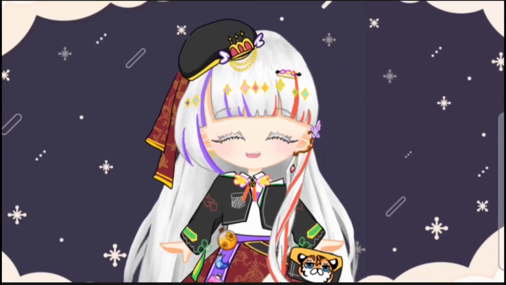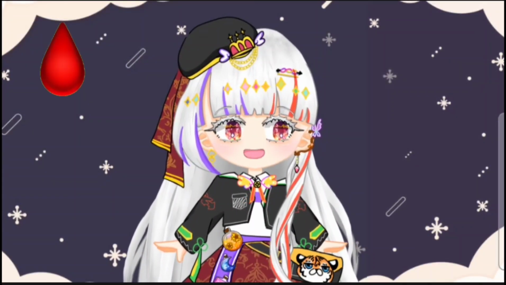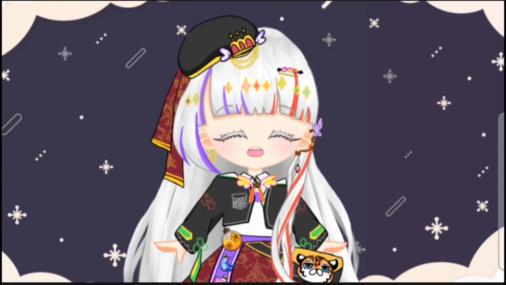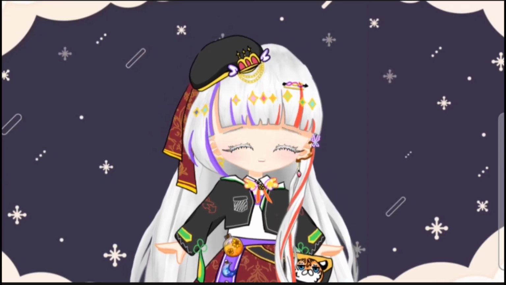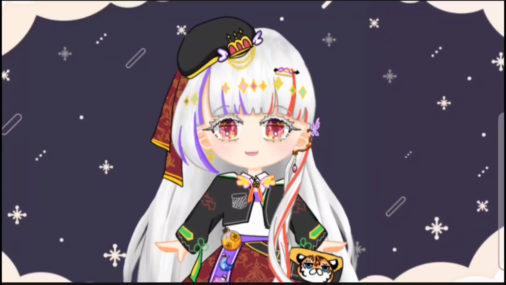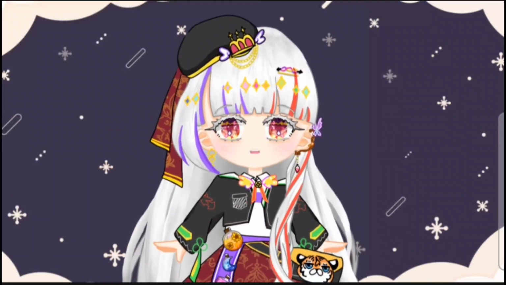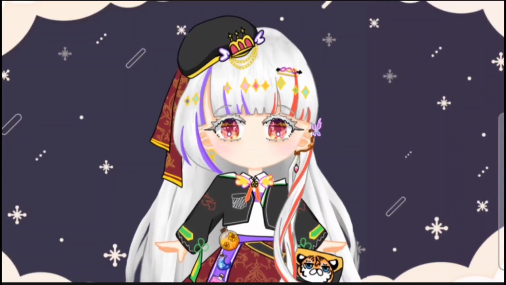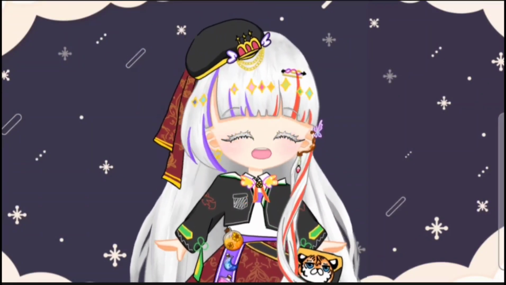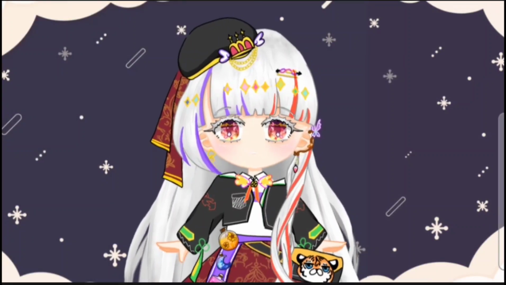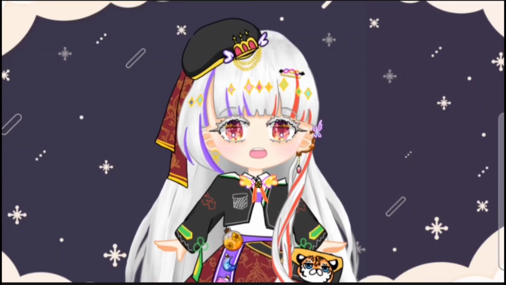This is the story of how I put my blood, sweat, and tears into Live 2D. Most of this video is gonna be screenshots and screen recordings from my phone because my potato PC can't handle it, so bear with me. This is not a tutorial, this is just a process of how I did my model in Live 2D. If you are one of those people who likes watching other people suffer instead of yourself, this video is for you. I am suffering from Live 2D.